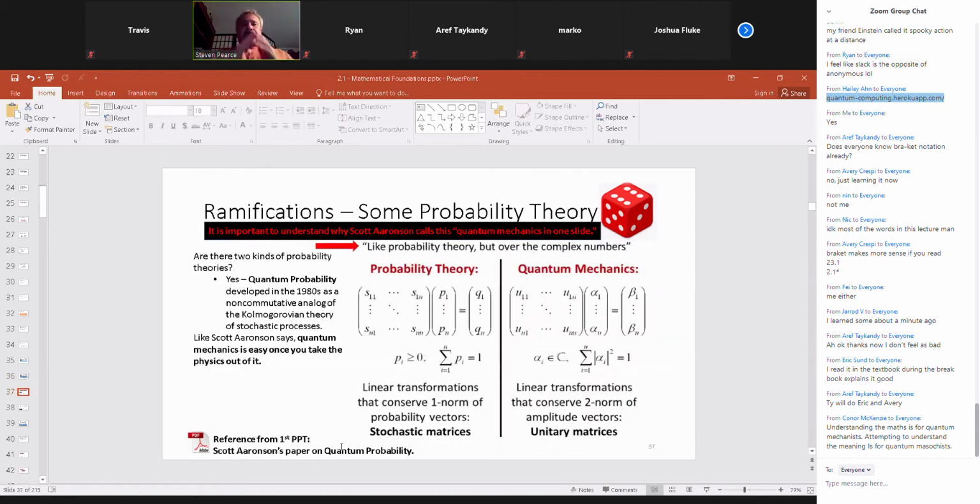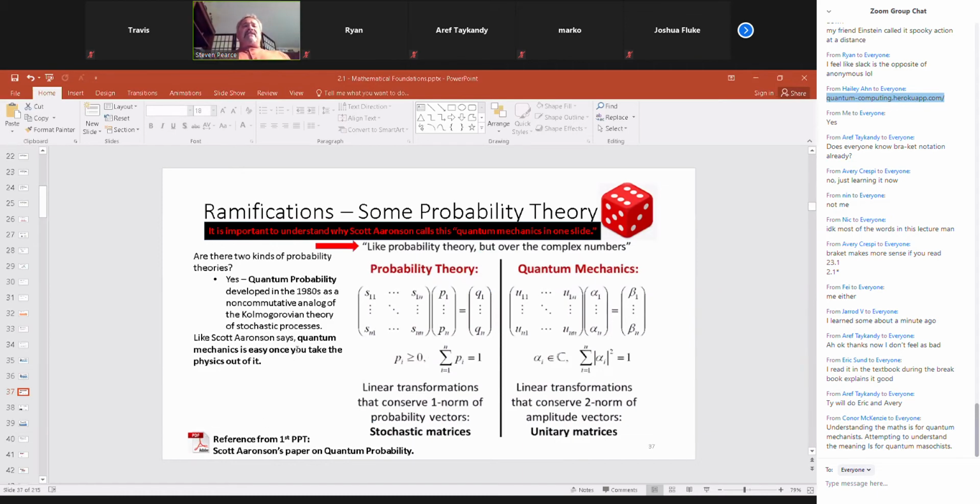So, here, slide number 37 is something I want you to pay close attention to. It is very busy. Are there two kinds of probability theories? Yes. Quantum probability developed in the 1980s as a non-commutative analog of the Kolmogorov theory of stochastic processes. You don't have to know exactly what that means. I don't expect many of you have actually had a lot of probability theory. If you have, you'll be lucky to have just seen it in Macam 101.